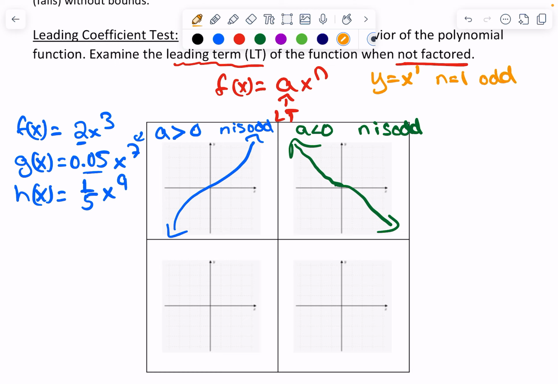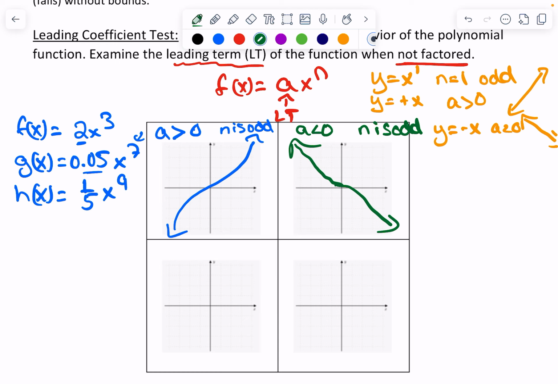So when our leading term is positive, so a is greater than 0, the line goes this way, right? Uphill. If we have y equals negative x, which means that a is less than 0, that is when the line goes downhill like this. So it's basically the exact same thing here, even though we have a higher degree of a function.